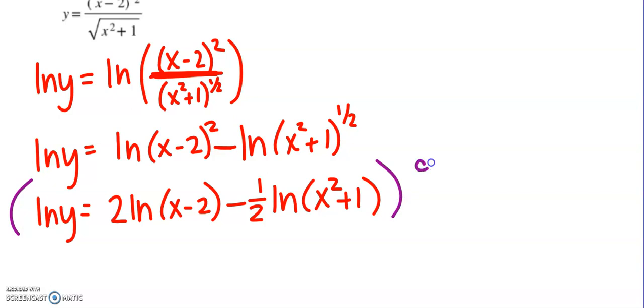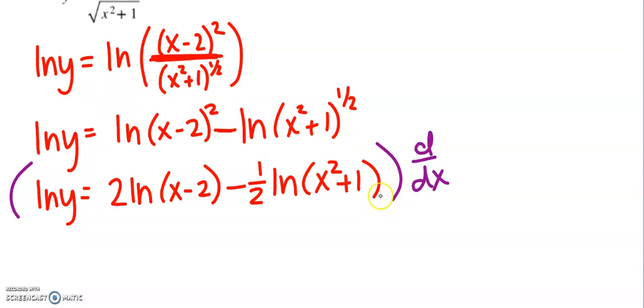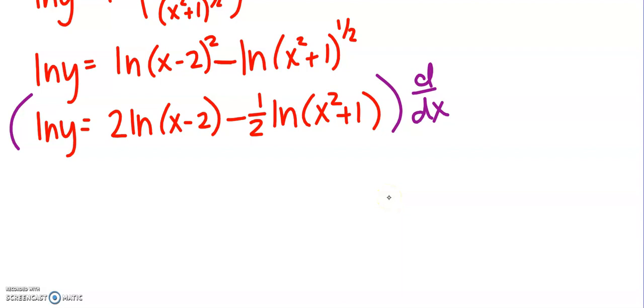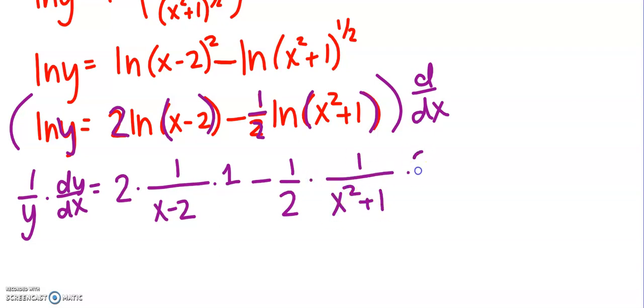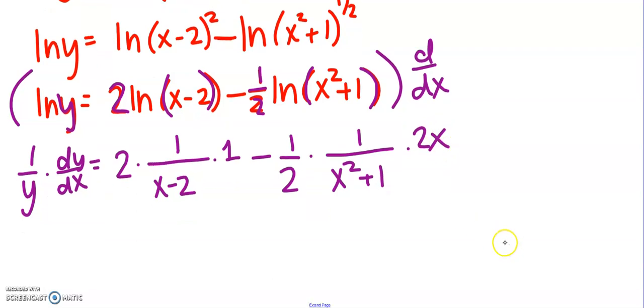Now let's do the differentiation part, taking the derivative with respect to x. Well, the derivative of the natural log of an argument is 1 over the argument times the derivative of the argument with respect to x. 2 is a constant, it's just going to hang out. The natural log of x minus 2 is 1 over the argument times the derivative of the argument, minus 1/2 just hangs out. The natural log of x squared plus 1, its derivative will be 1 over the argument times the derivative of the argument. Well, that calculus was a lot nicer, wasn't it? Let's clean up a little bit.